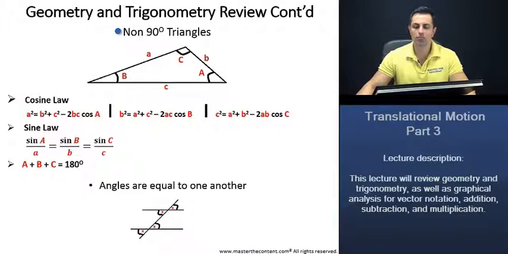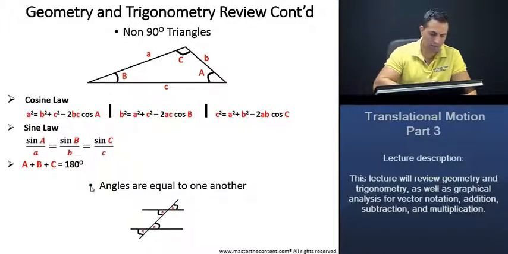Now, how about triangles that are not 90 degrees? What we can use to find missing sides or quantities or angles is the cosine or the sine law. In a few slides, we're going to be doing a few examples of this, so I'll leave it till then. Now, before we get into this portion, let me just talk here about angles that are equal to one another.